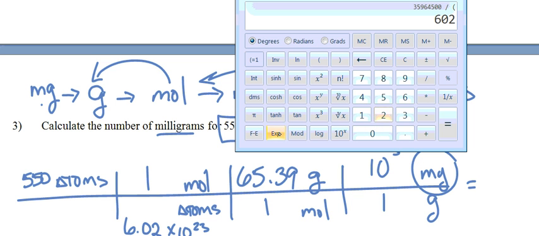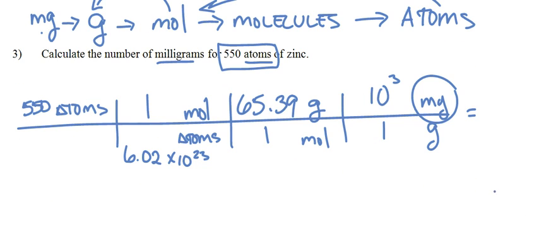6.02 exponent 23. I'm kind of liking this now. Equals negative. That I like. All right, so we have, whew, that was painful. So 5.97 times 10 to the negative 17 milligrams.